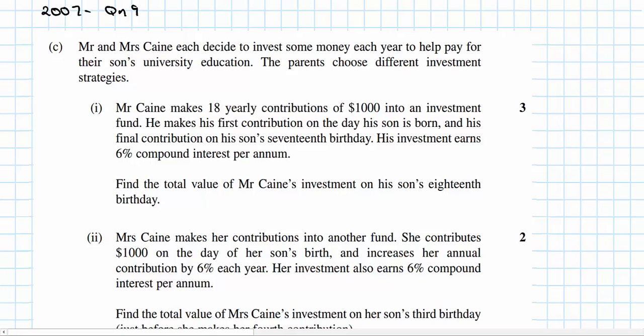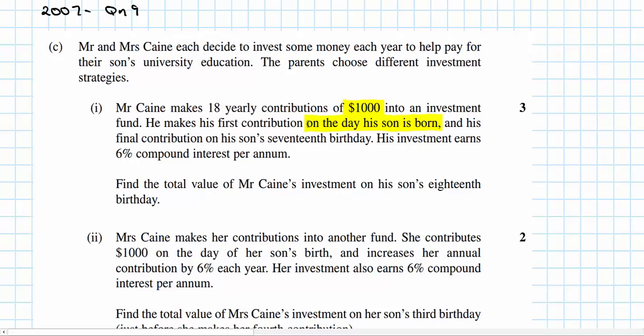Mr. Kane makes 18 yearly contributions of $1,000 into an investment fund. Notice it doesn't tell you this is an annuity. You need to be able to establish that by reading the problem. He makes his first contribution on the day his son is born.